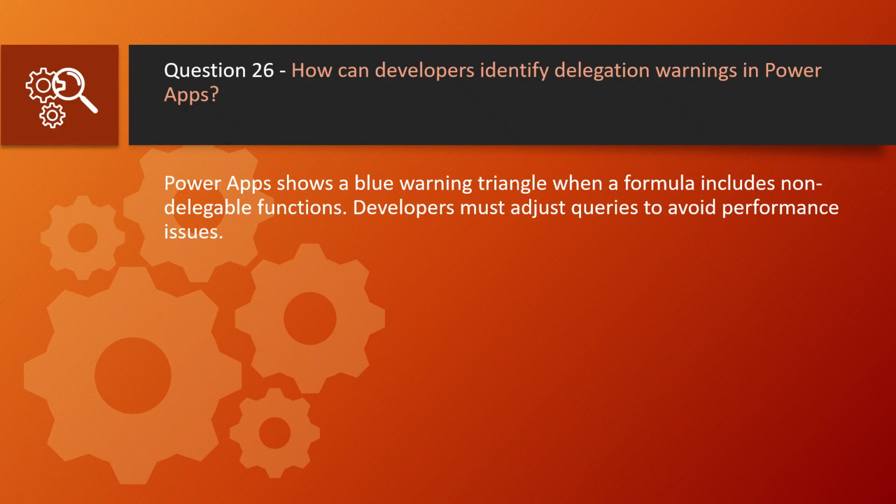How can developers identify delegation warnings in Power Apps? So Power Apps basically shows a blue warning triangle when a formula includes non-delegable functions. So the developer must adjust the query to avoid the performance issue.